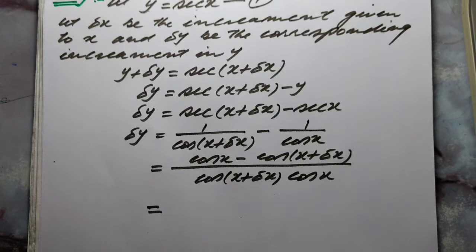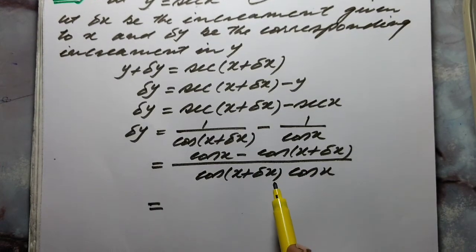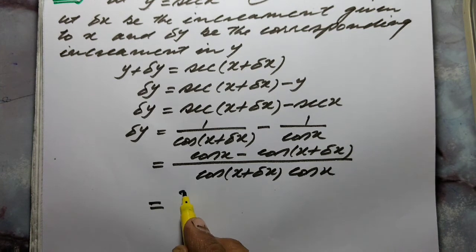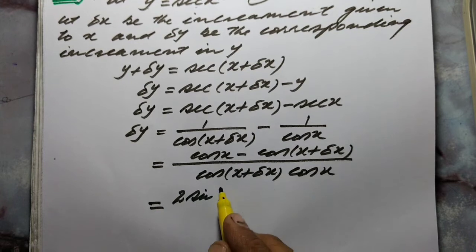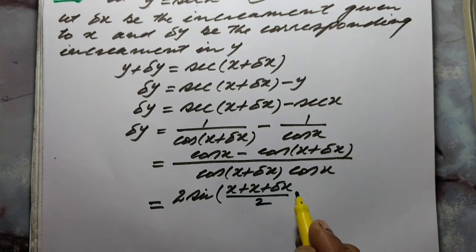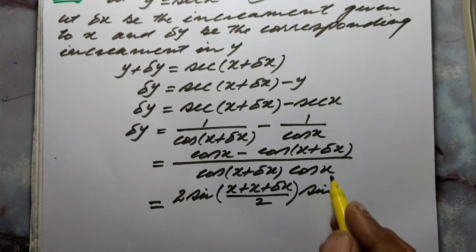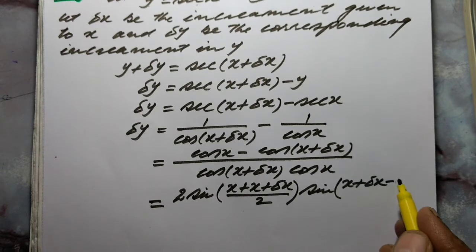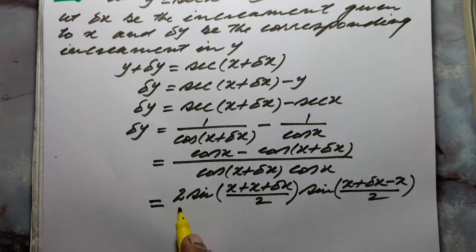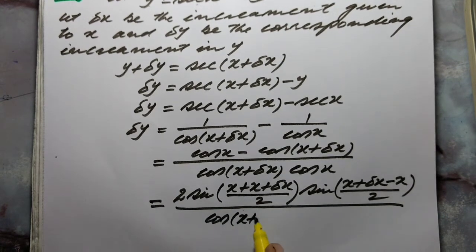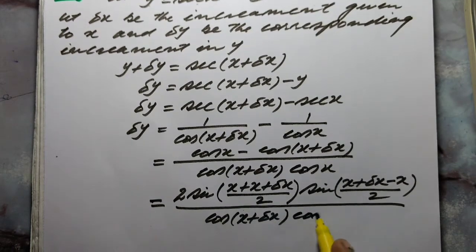As we know by the standard formula, cos c minus cos d is equal to 2 sine c plus d by 2 into sine d minus c by 2. So we have 2 sine x plus delta x plus x upon 2, into sine x plus delta x minus x upon 2, divided by cos x plus delta x into cos x.